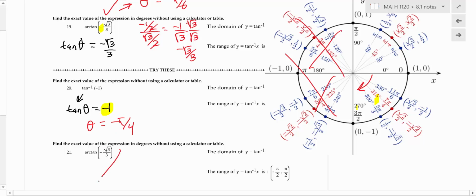The next one I guess I already did, so I'm not going to do that one. I just wrote that down twice. I don't know why I did that.